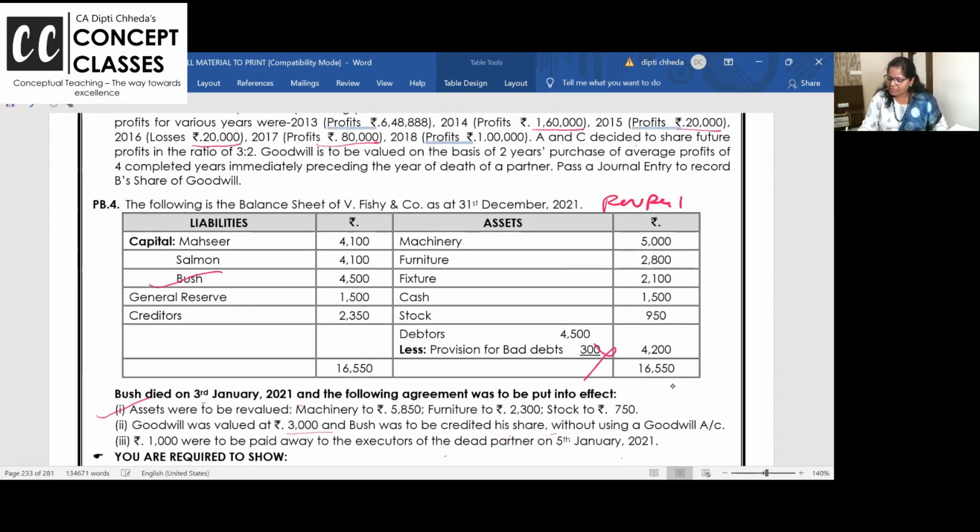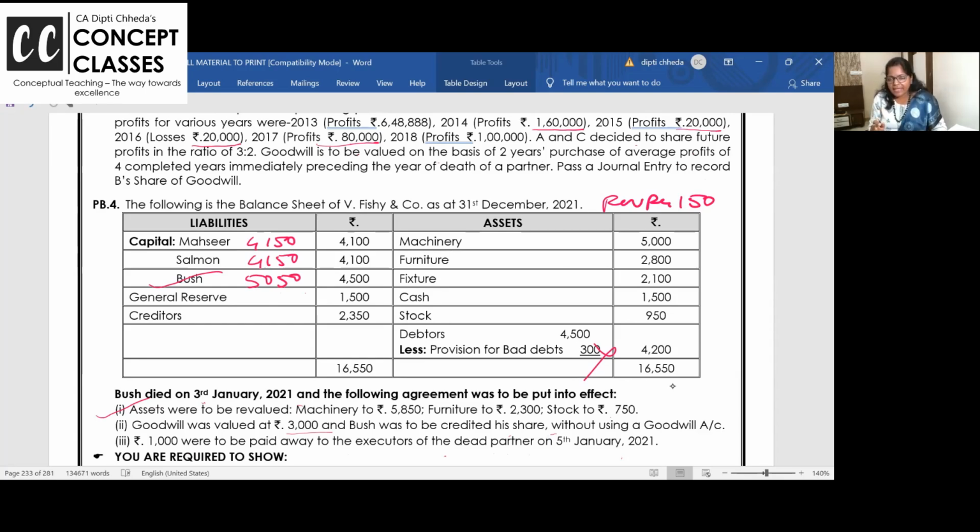Revaluation profit will come 150. Just the revaluation account and partners capital account. Use a stopwatch and tell me, you should not take more than 10 minutes. Finally, M's capital is coming 4150. S capital is coming 4150. And B, you are paying 5050, and 1000 out of this 5050. Remaining you will transfer to his executor's account.